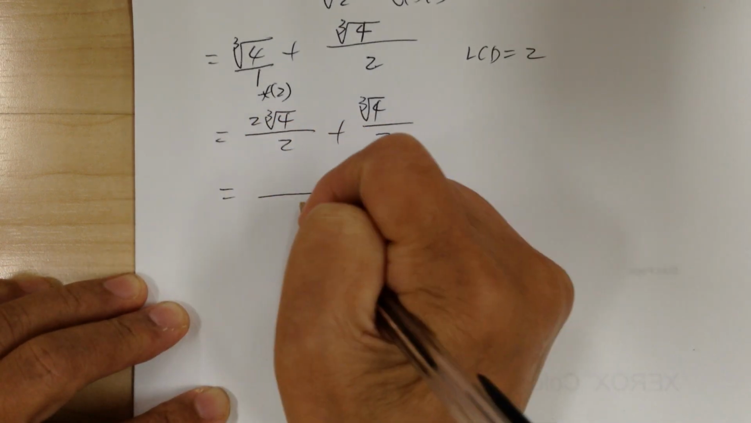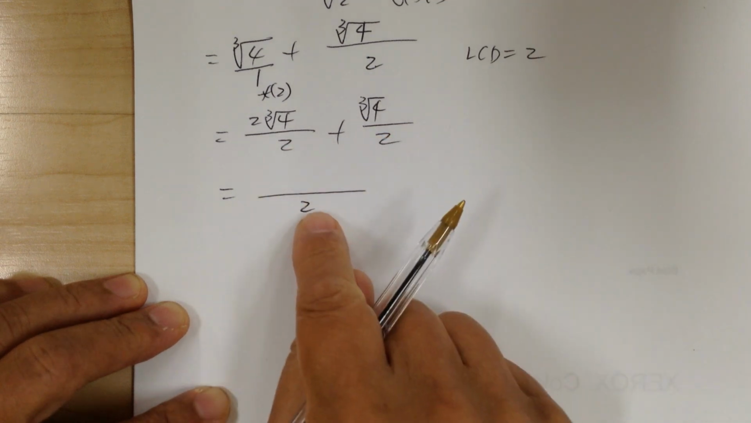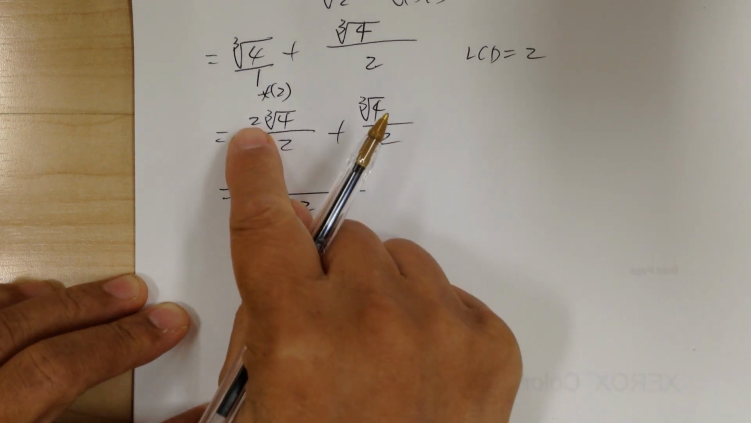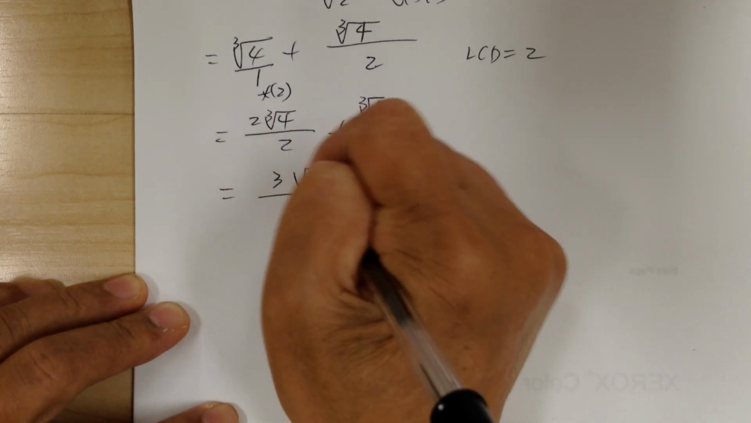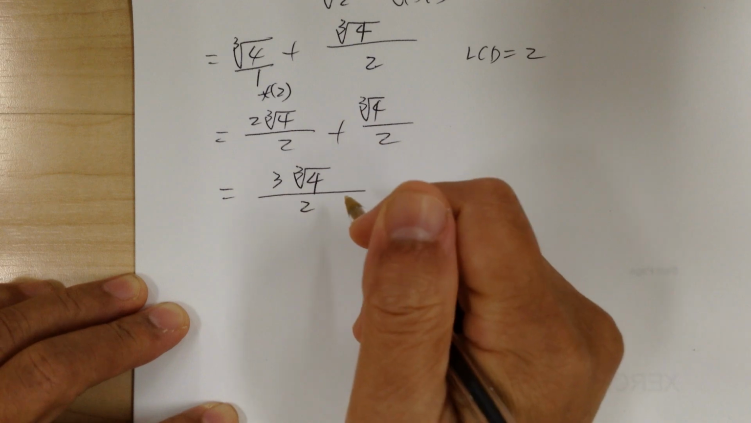So now I can add this together. Right? Again, when you add fractions, you leave the denominator alone. So I got 2 of cube root plus 1 of the cube root. I get 3 cube roots. Okay.